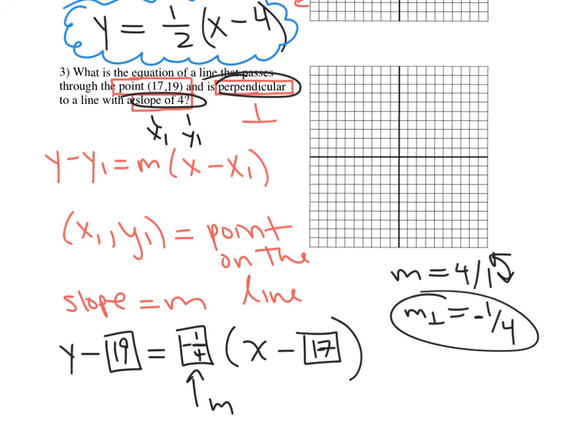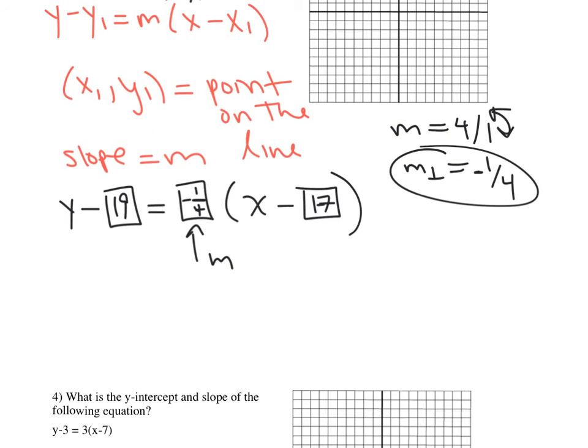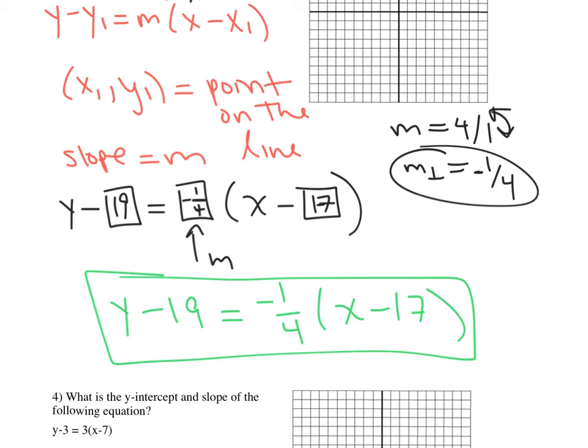That's my answer. So if I were to write out my final answer here, we would have y minus 19 is equal to negative 1/4 times x minus 17. And that's it. That's your equation of the line in point slope form.